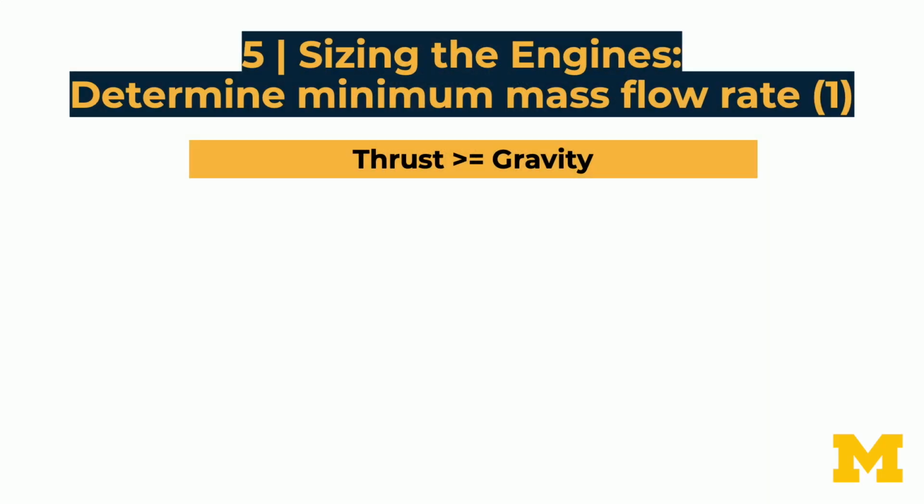Now what we need to do is we need to size the engines, right? How many engines do we actually need to do this, to get us off the ground? To get us off the ground, thrust has to be larger than gravity, right? We're sitting on the ground, we're thrusting up, gravity's pulling down. If gravity is larger than thrust, that means we're just going to sit there or we're going to fall, right? But if thrust is greater than gravity, then we'll start lifting off. And so thrust has to be larger than gravity.